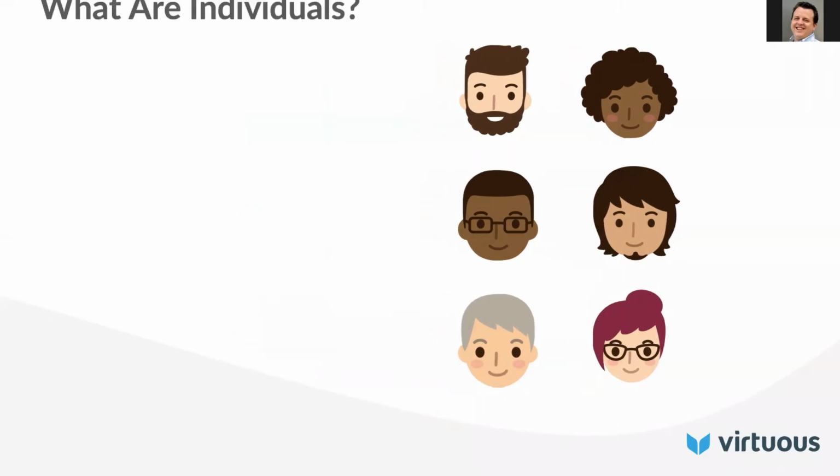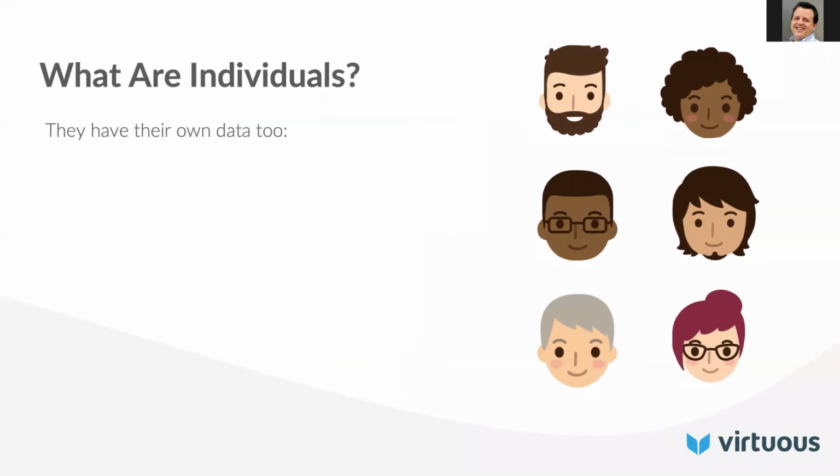Now, individuals have data that relates specifically to them, right? Not everything ties into contacts. So what we call contact methods specifically relate to individuals. Now, contact methods is sort of an umbrella term. This is Virtuous lingo here. That's how we refer to phone numbers, email addresses, and social media handles or profiles. Those are all what we call contact methods.